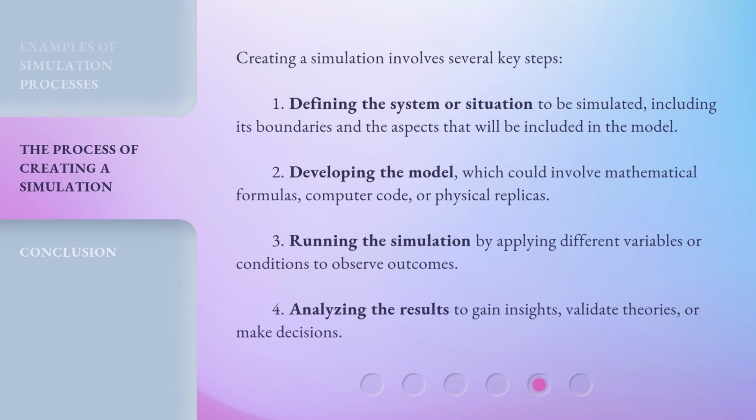Creating a simulation involves several key steps. 1. Defining the system or situation to be simulated, including its boundaries and the aspects that will be included in the model. 2. Developing the model, which could involve mathematical formulas, computer code, or physical replicas. 3. Running the simulation by applying different variables or conditions to observe outcomes. 4. Analyzing the results to gain insights, validate theories, or make decisions.